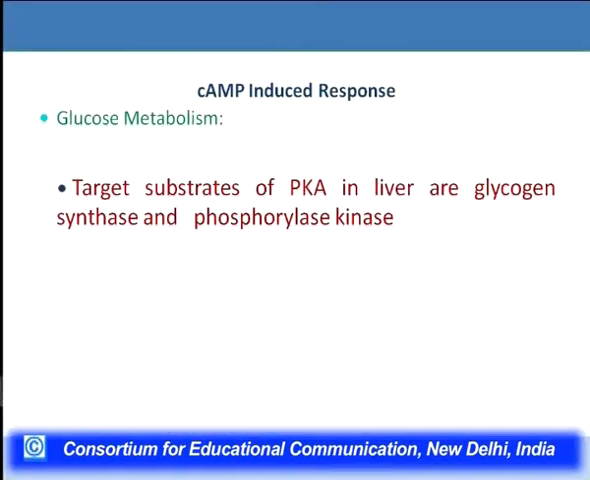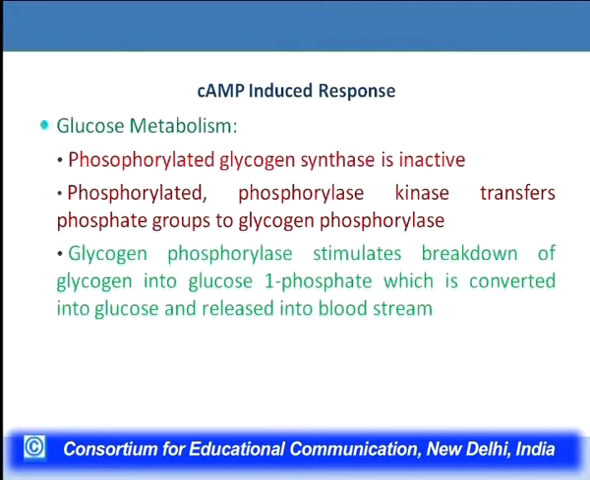Now, the enzymes which are going to get acted upon by protein kinase A are the enzymes which regulate glycogen metabolism, and these are glycogen synthase and phosphorylase kinase. These are the target substrates of protein kinase A. As the name suggests, a kinase is an enzyme which will phosphorylate its target molecule. In this case, the target molecules are two enzymes, glycogen synthase and phosphorylase kinase. As can be guessed, by the activity of protein kinase A, glycogen synthase will become inactive, and phosphorylase kinase will get active.